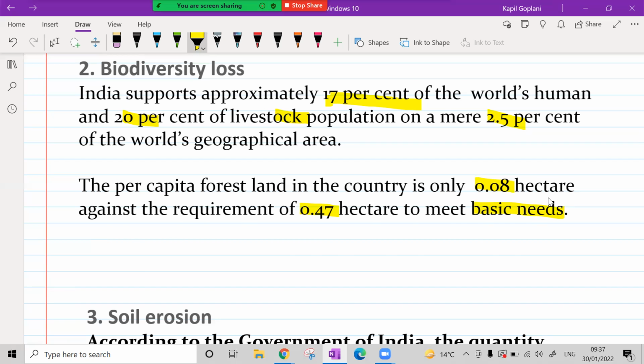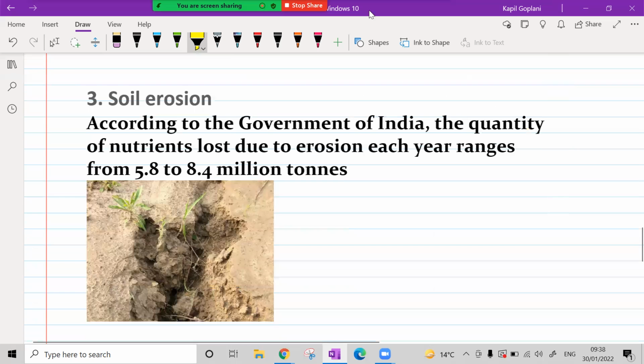Now coming to the third cause of concern, that is soil erosion. According to the government, the nutrients lost are from 5.8 to 8.4 million tons. You can see it in your image. If you see the image, the plant will be unable to grow if there is continuous soil erosion. Erosion is a normal process, not a man-made process. But if the erosion is to a greater extent, it will create a problem for those in agriculture, because if soil is eroded, they will not be able to grow the crops. That is a major cause of concern.